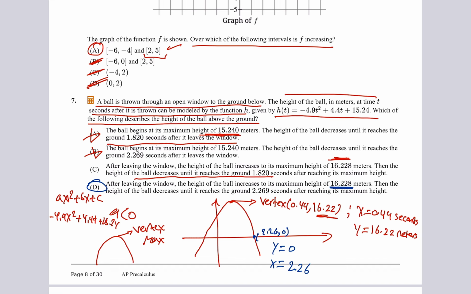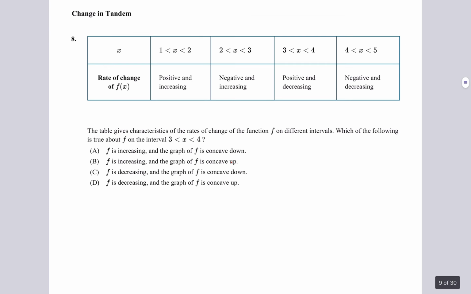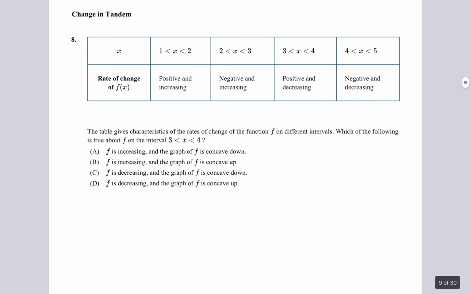And that is in fact option D, which is the case. It reaches maximum height at the following and reaches the ground at the following, which is the correct answer. Moving on to question number 8, the table gives characteristics of the rates of change of the function f on different intervals. Which of the following is true about f on the interval 3 to 4?